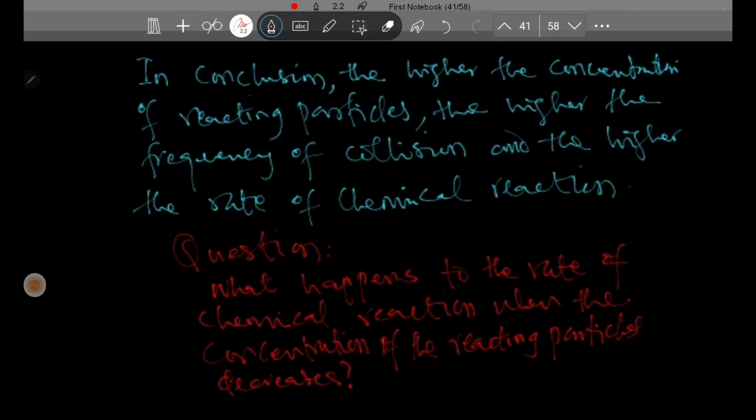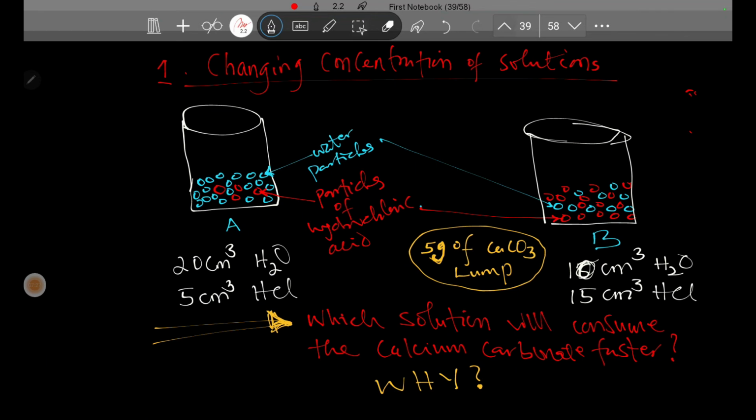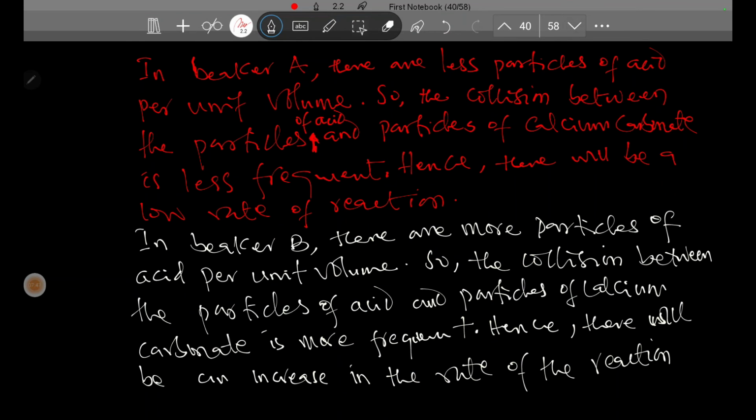Then in beaker B, 10 cm³ of water as against 15 cm³ of hydrochloric acid. And so in beaker B, we have more particles of acid per unit volume. So the collision between the particles of acid and particles of calcium carbonate is more frequent. Hence, there will be an increase in the rate of reaction in beaker B.